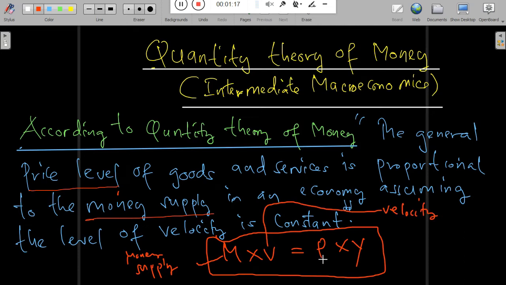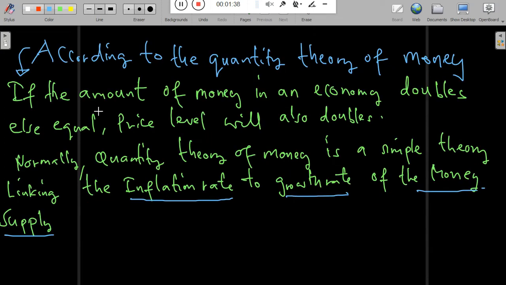So according to the quantity theory of money, the general price level of goods and services is proportional to the money supply when the velocity is constant. According to the quantity theory of money, if the amount of money in an economy doubles, the price level will also double. So when the amount of money increases by a certain amount, the price level will increase by the same proportion. So the quantity theory of money is a simple theory linking the inflation rate to the growth rate of the money supply.